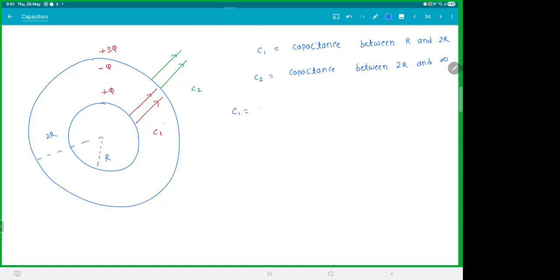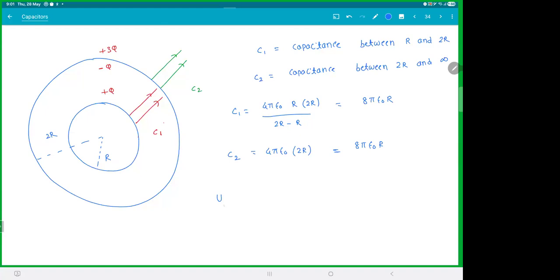What is the value of C1? Remember the formula, 4 pi epsilon R1 R2 by R2 minus R1, which comes out to be 8 pi epsilon R. What is C2? C2 is a single shell capacitance, which is 4 pi epsilon times the radius, which is 2R. So this is also 8 pi epsilon R. Interestingly, both the capacitances are equal. You're getting it? So instead of finding self energy, interaction energy, and all that stuff we did, you can just treat that space as one capacitor.